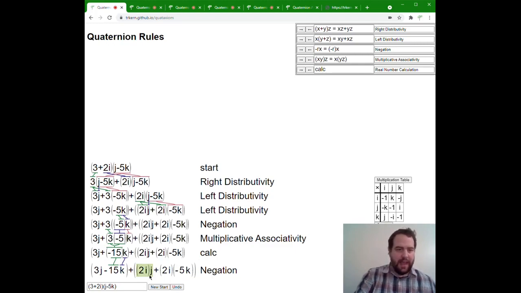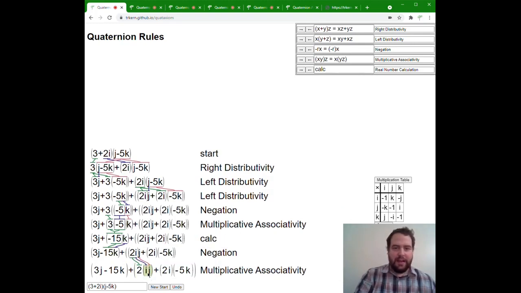And here, again, we're just going to want to apply multiplicative associativity to rewrite this as 2 times i times j. And then we're going to want to add in elements of the multiplication table. In this case, I'm just going to add in the ones that are actually important here. i times j is equal to k. That's a quaternion multiplication fact.